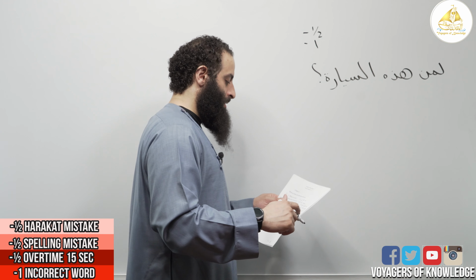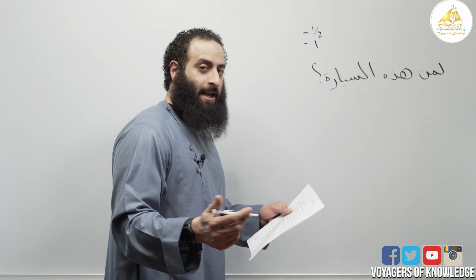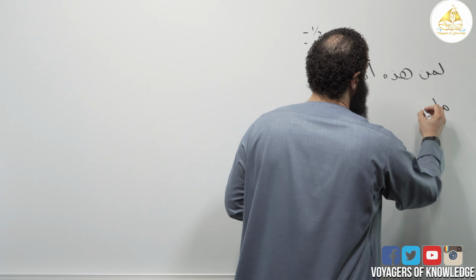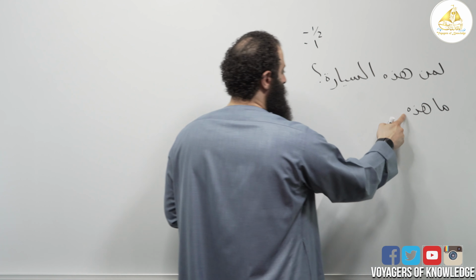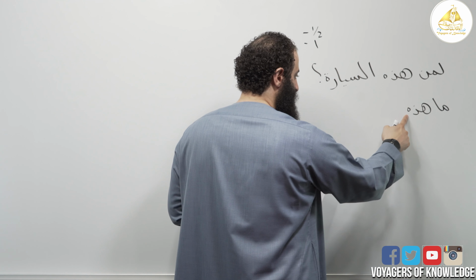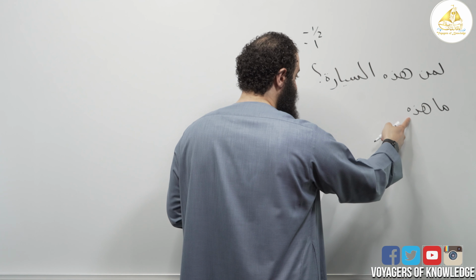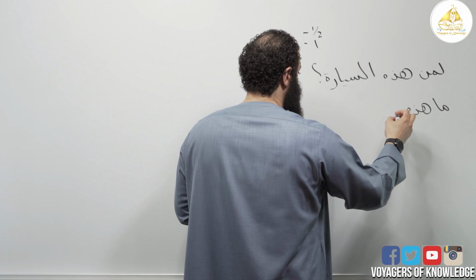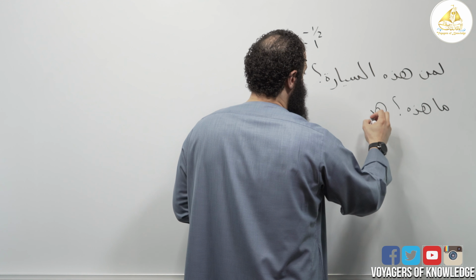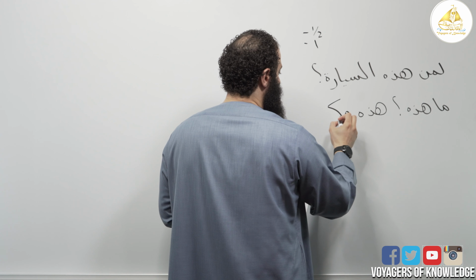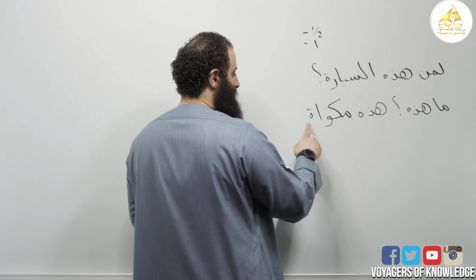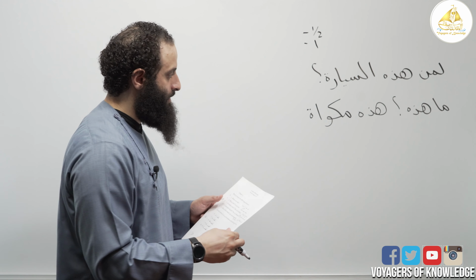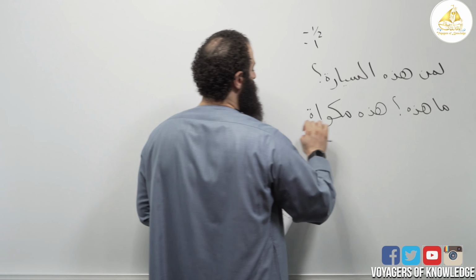السؤال الثاني. What is this? It is an iron. So, you should answer ما هذه مكواة. Again, you need to make sure that this is هذه and not هذا. If it is هذا, we're going to give you just half a point off. Because mikwa is feminine, the ism ishara needs to be feminine. So 1, 2, 3, 4, worth 4 points.